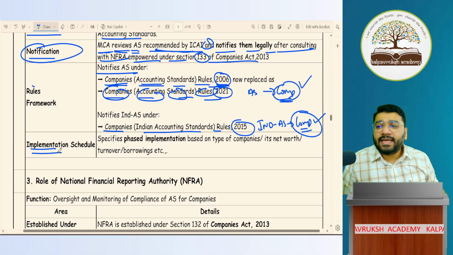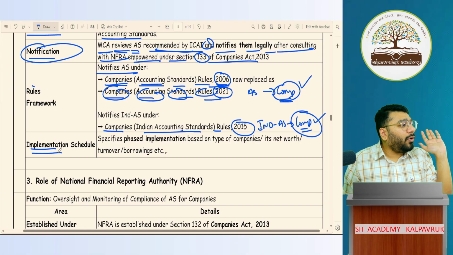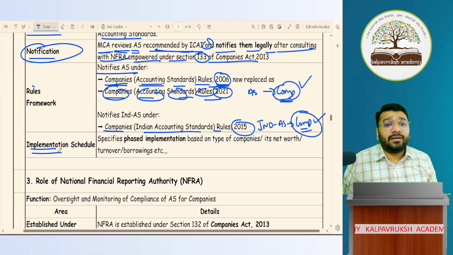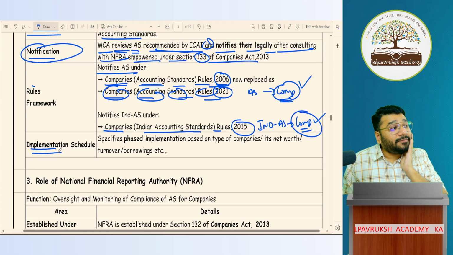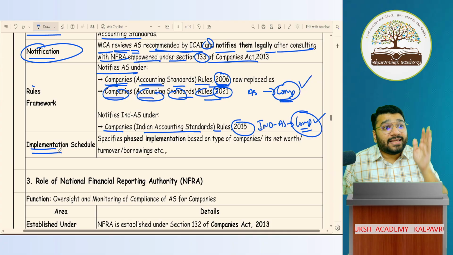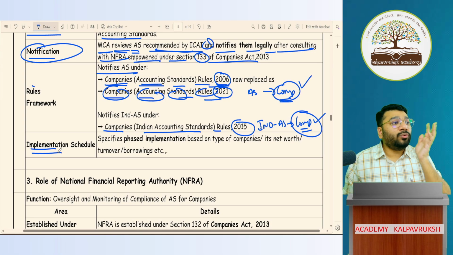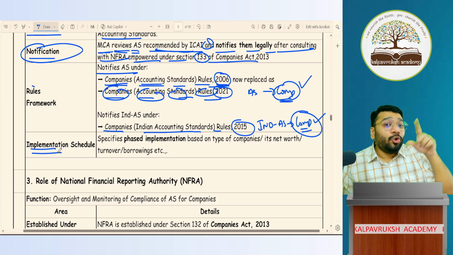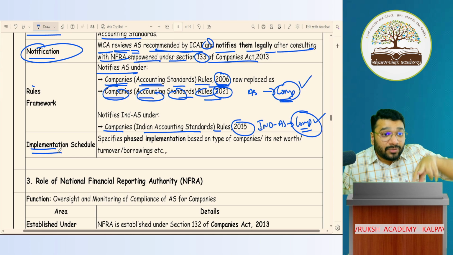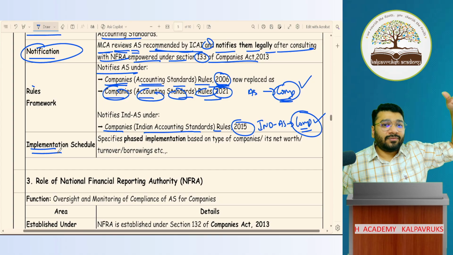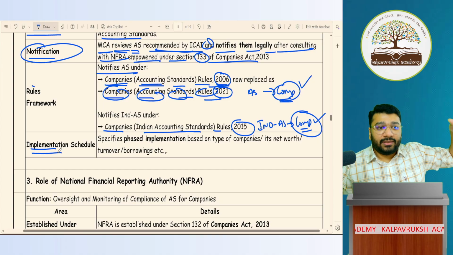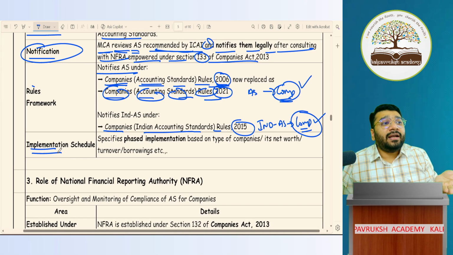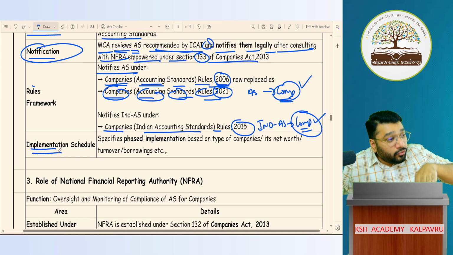Now, were all these AS and Ind AS asked to be followed right from day one? No. Especially Ind AS, we implemented in a phased manner. So when did the implementation of Ind AS start? In 2015. In 2015, a certain set of companies were told to follow Ind AS. Which companies? Listed companies having net worth of 500 crores or more. If the net worth is 500 or more crores, you have to follow Ind AS. Whereas in the second phase, we targeted those companies whose net worth is 250 crores or more.